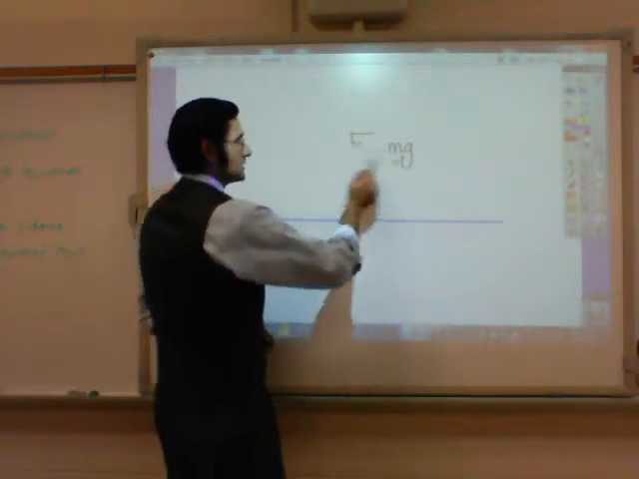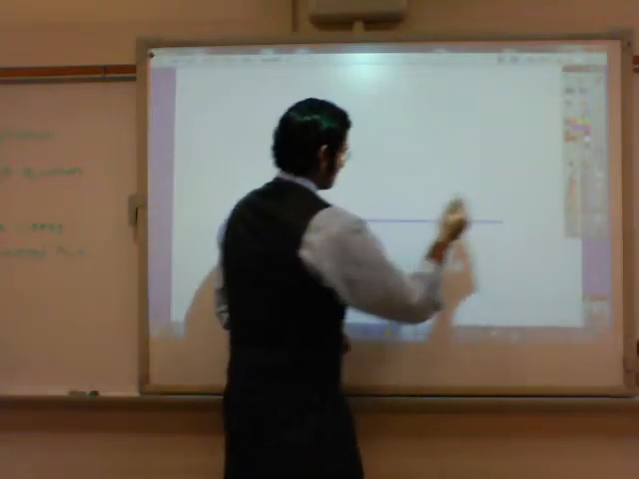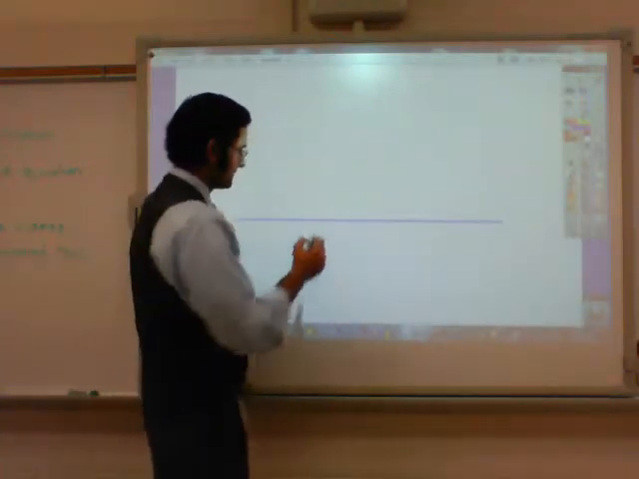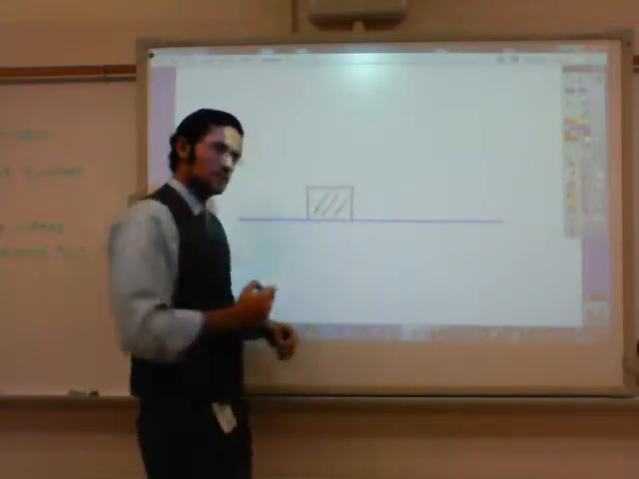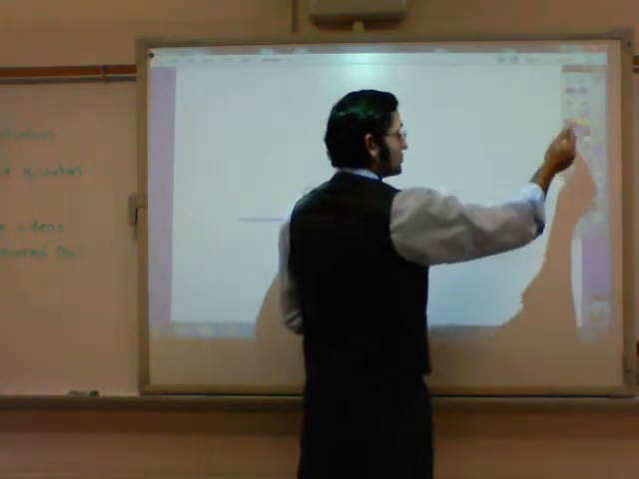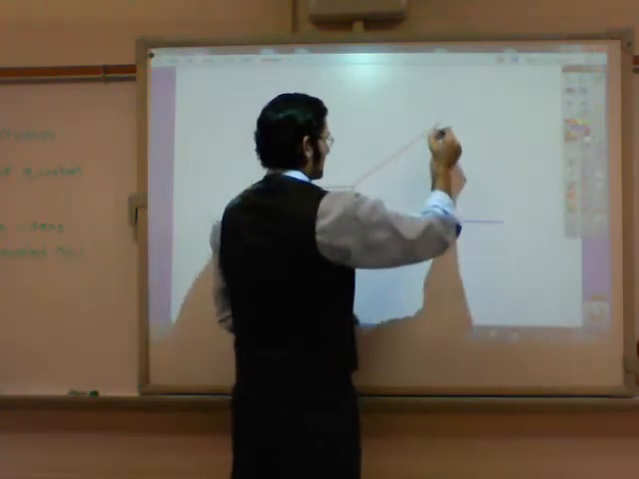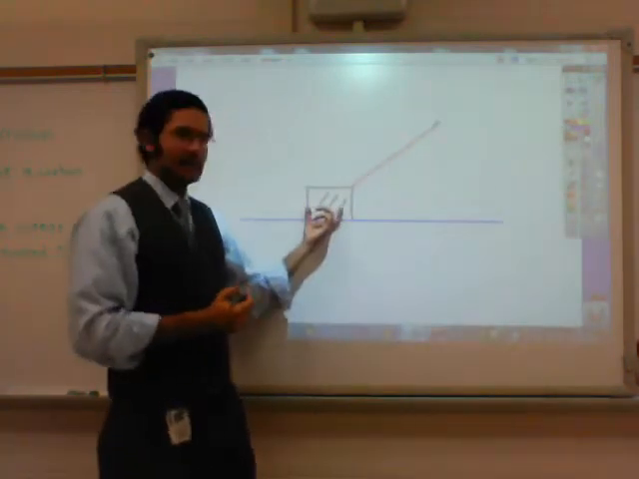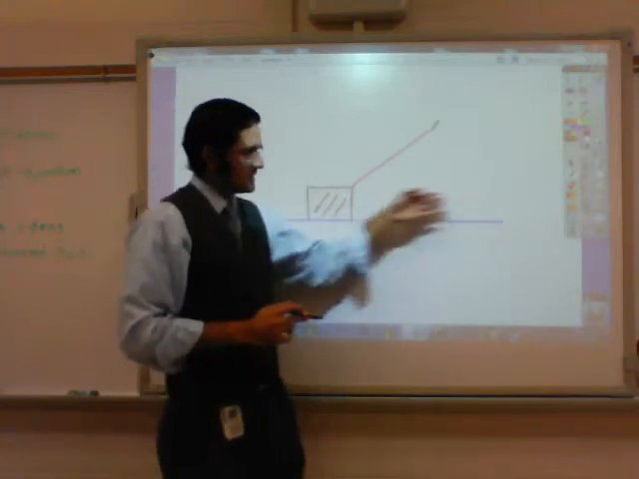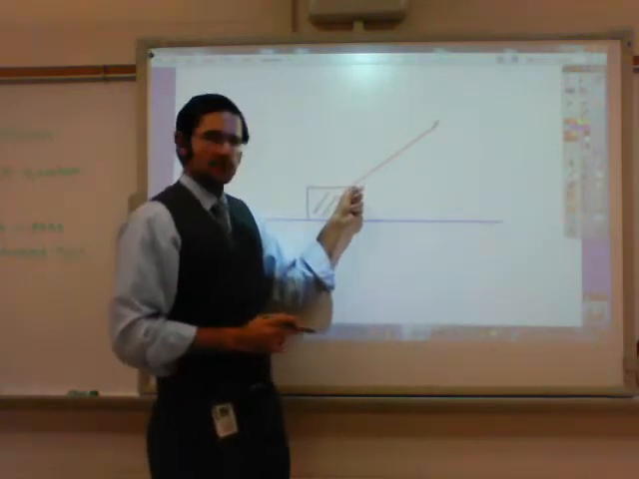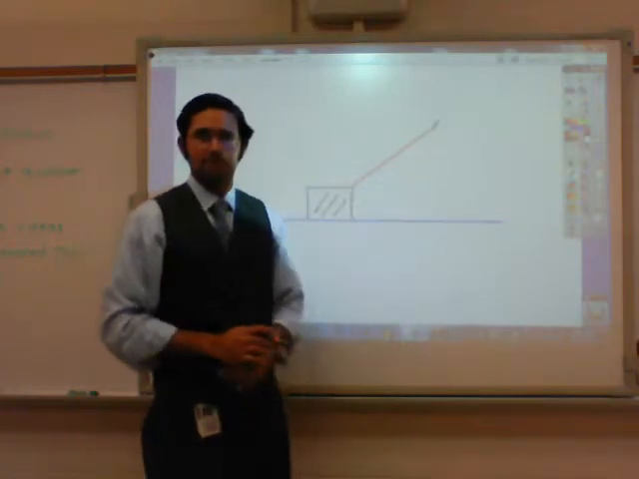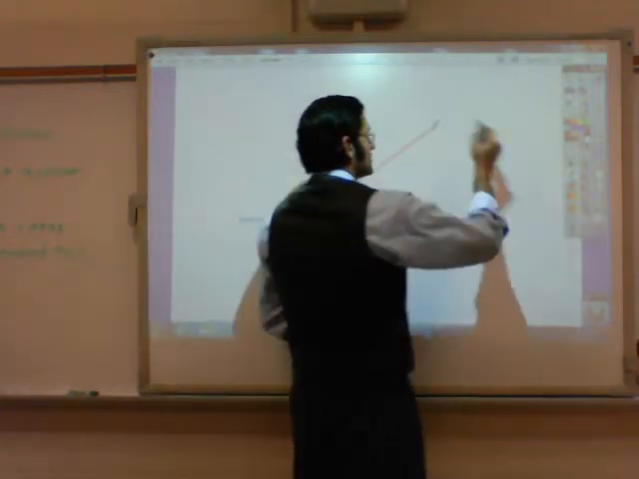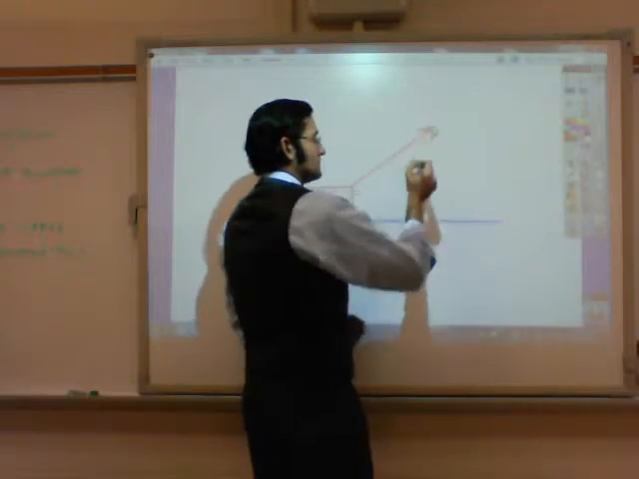Now let's change our scenario. We'll take the same box, but this time we're going to pull it with a rope. Same box, but now the box is attached to a rope. It's kind of like a toboggan or a sled. You're trying to pull this sled sideways, so you take the rope, attach it to the sled, and you're pulling it on your shoulder, and you're walking to the right. So that means you're exerting a force upwards.